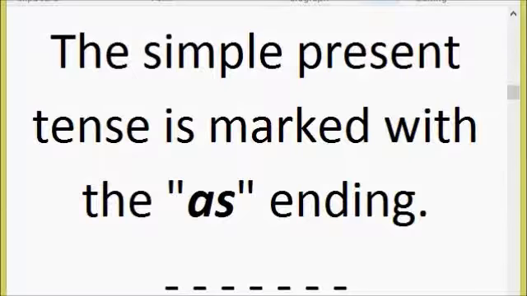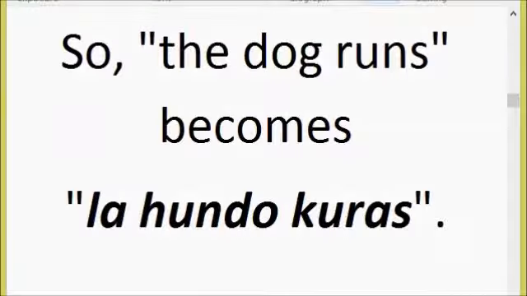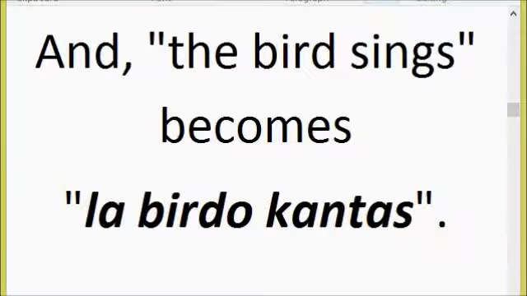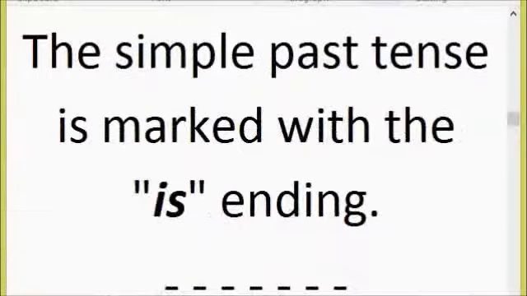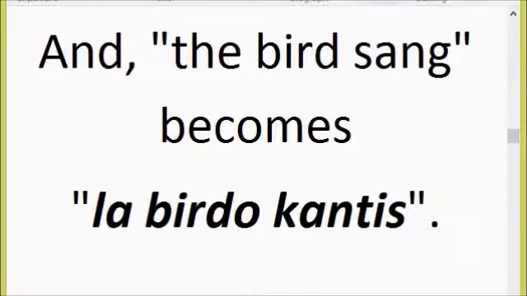The simple present tense is marked with the as ending. So, the dog runs becomes le hundo corras, and the bird sings becomes la birdo cantas. The simple past tense is marked with the is ending. So, the cat ran becomes la cato corris, and the bird sang becomes la birdo cantis.